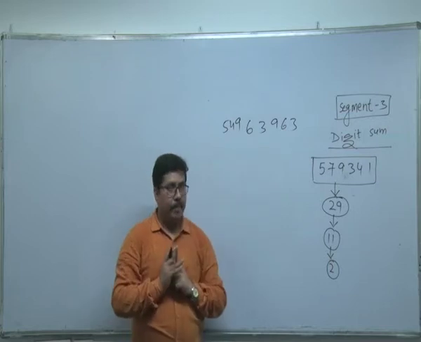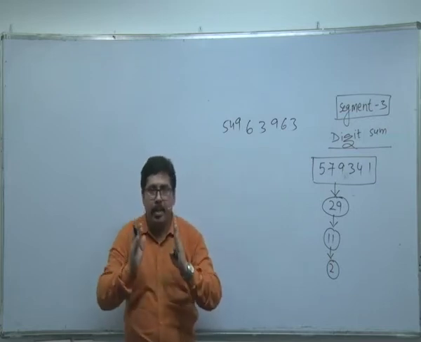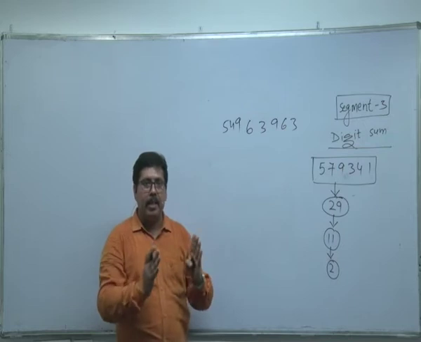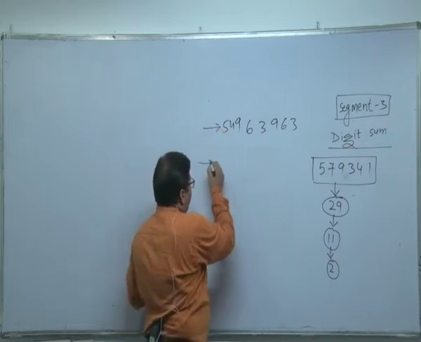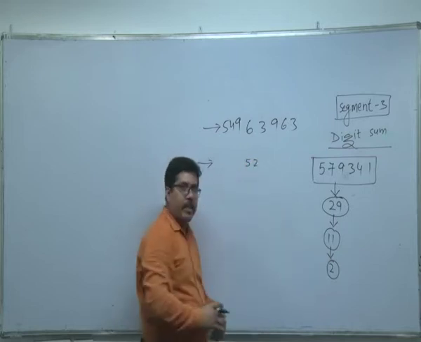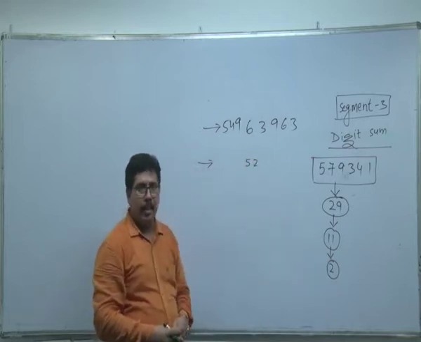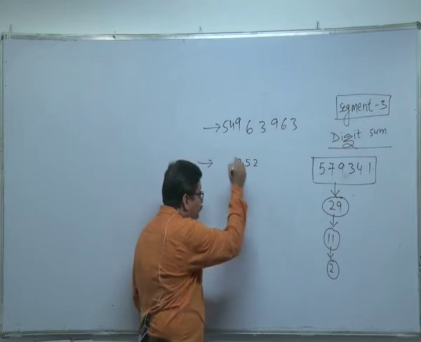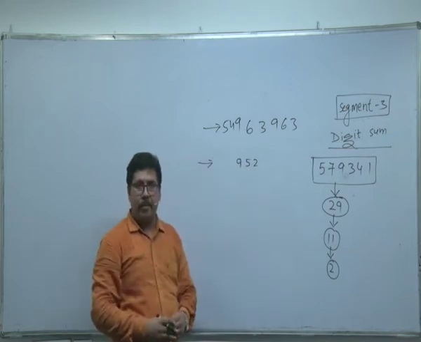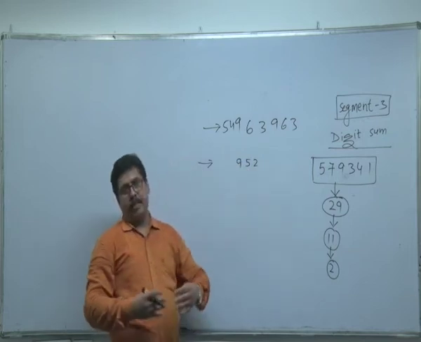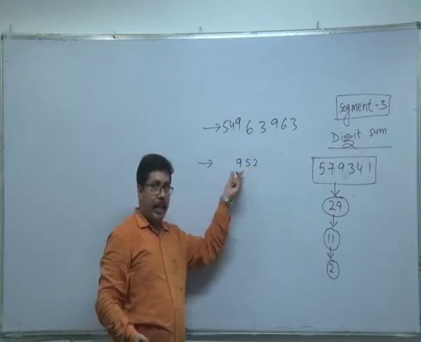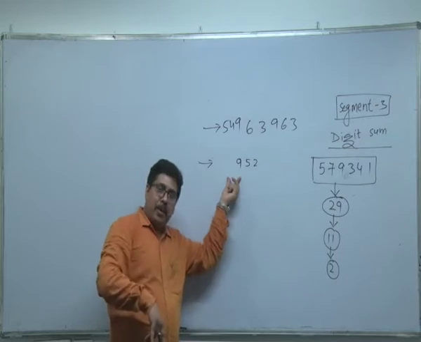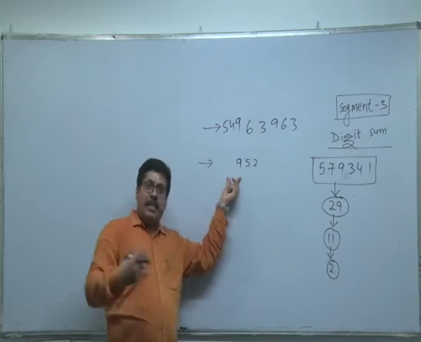So can I say 9 doesn't play any role in the digit sum? For example, 5, 2, digit sum of this number is 7. If I place 9 before 52, my digit sum is still 7. 5, 2 is 7. If I add 9 before 52, my digit sum is still 7.